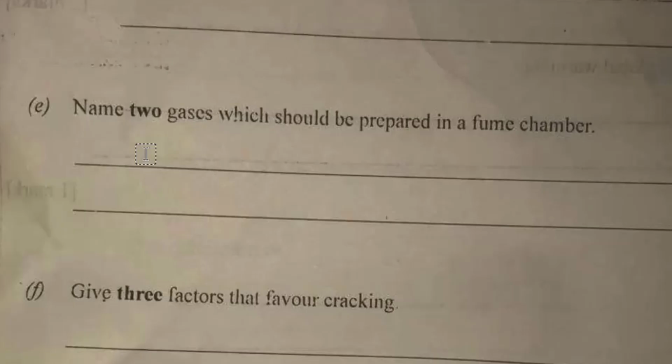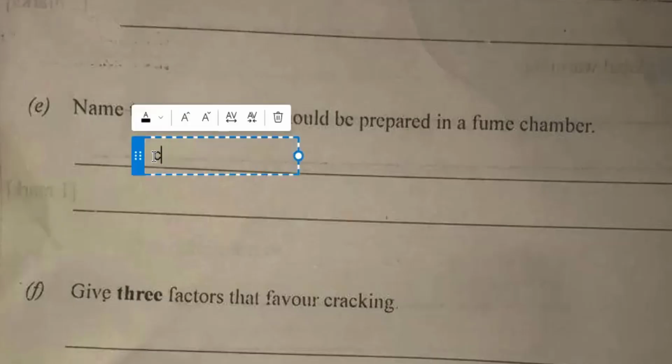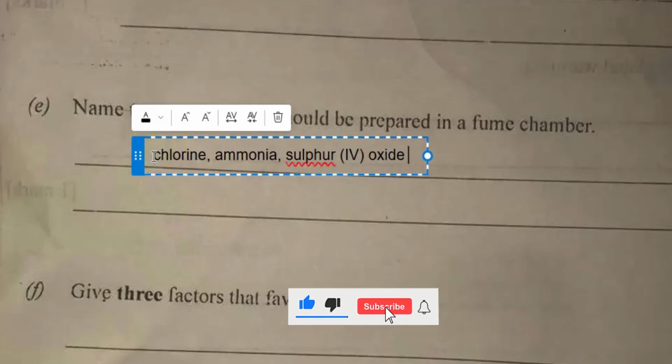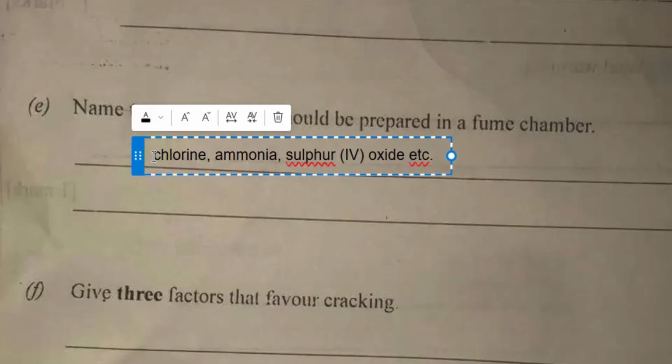And examples of such toxic gases are chlorine, ammonia, sulfur 4 oxide, etc. So just name them: chlorine, ammonia, sulfur oxide, hydrogen chloride gas. Those are all toxic gases which should be prepared in the fume chamber. You also have nitrogen oxide and the rest of them.